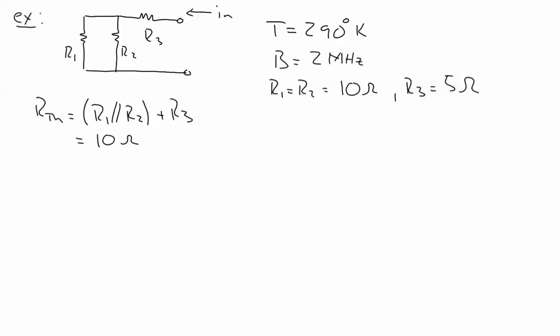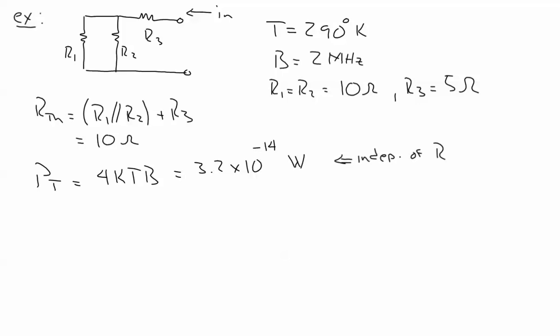All right, so my thermal noise power is 4kTB. Plug all that in, I get 3.2 times 10 to the minus 14th watts. The thermal noise power is independent of resistance. And at first glance that looks ridiculously small. Why don't we even just ignore it?